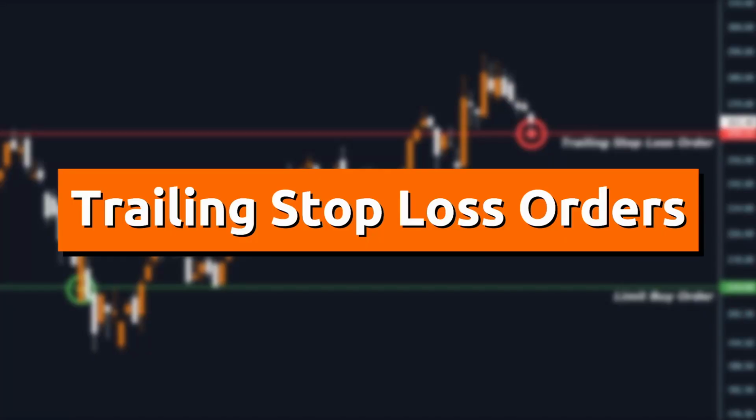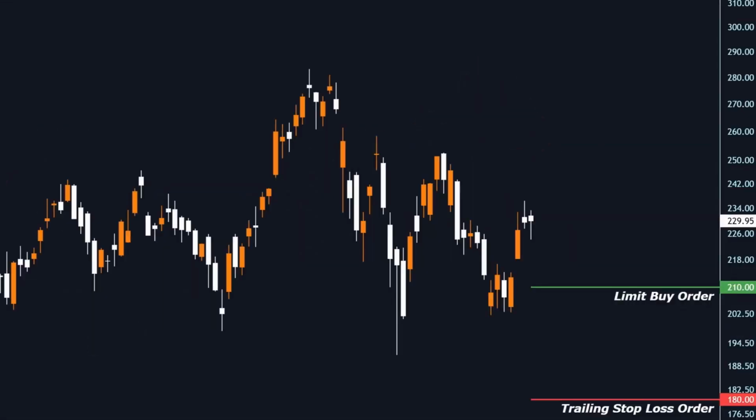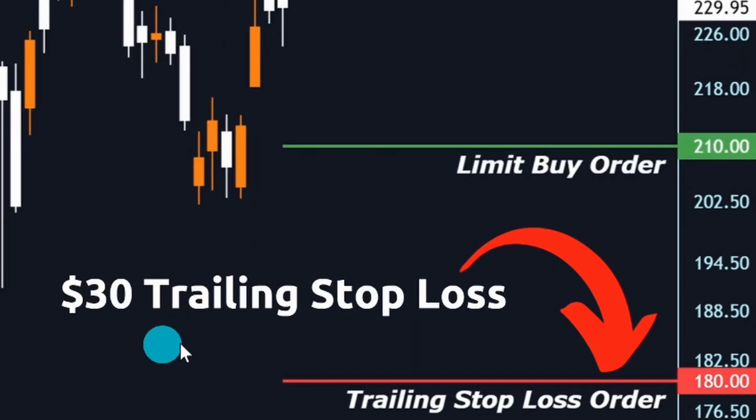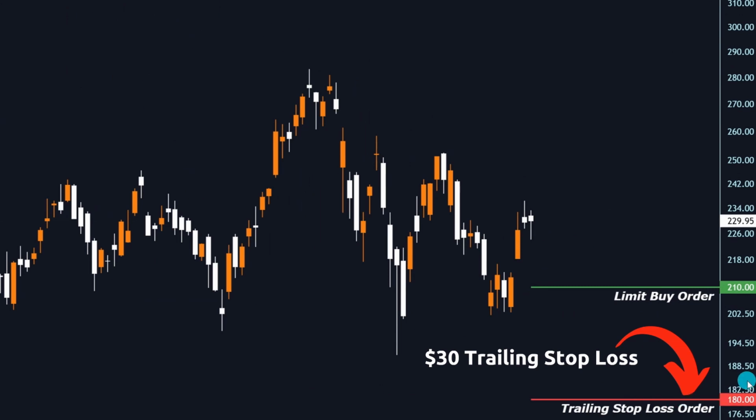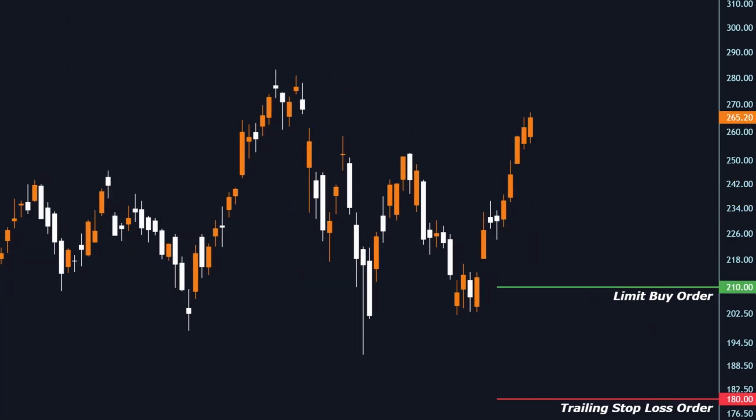All right, now it's time to go over trailing stop loss orders. This one's a little bit more complicated, but it can be very useful for many different traders. All right, so here's our setup. You can see we have a trailing stop loss at $30. So it's $30 less than what our current buy order is. So our limit buy is 210, and our trailing stop is 180. Let's let this order get filled.